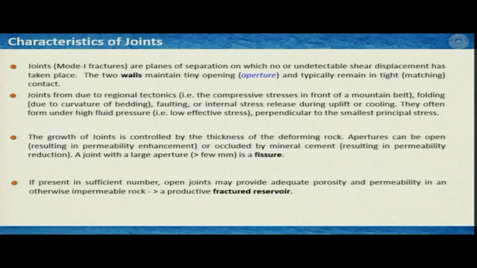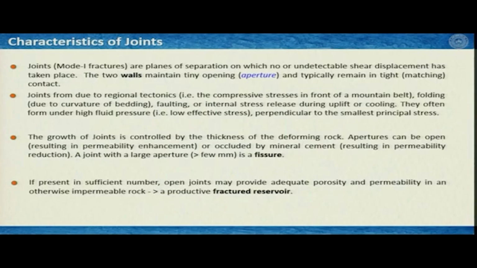Now joints form due to, of course we learnt it, some sort of stresses. It can happen due to regional tectonics, so you can consider the compressive stresses in the front of a mountain belt and so on. Folding, so due to curvature of the bedding or any foliation plane or layers. Faulting also causes joints, or internal stress release during uplift or cooling. So all these are possible reasons for formation of the joints.